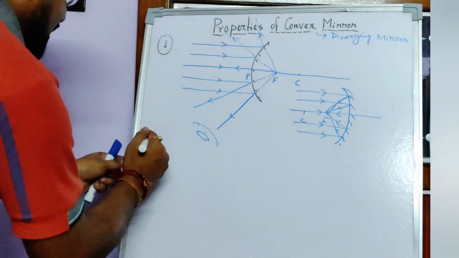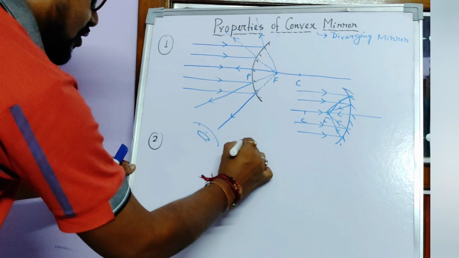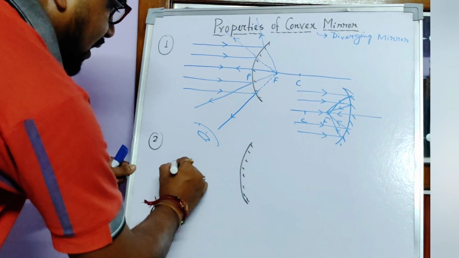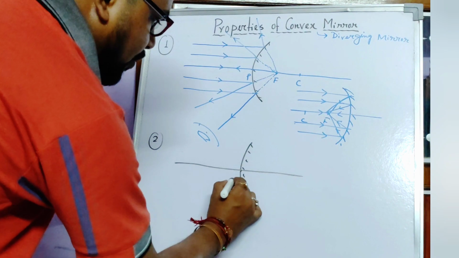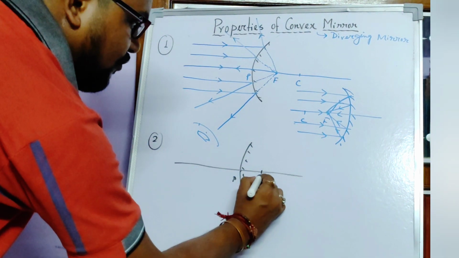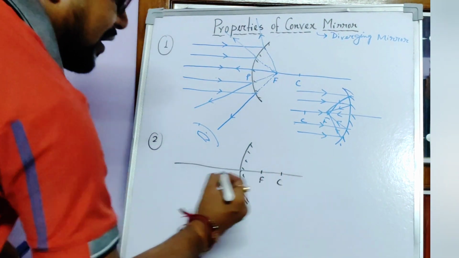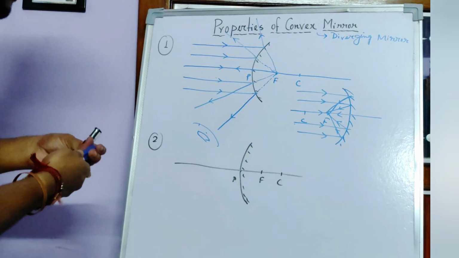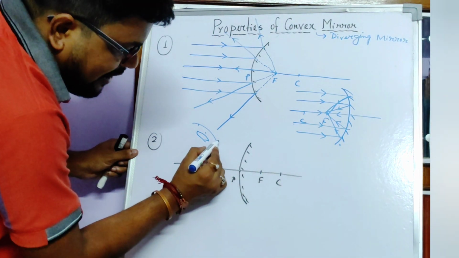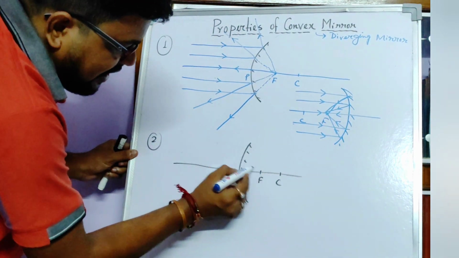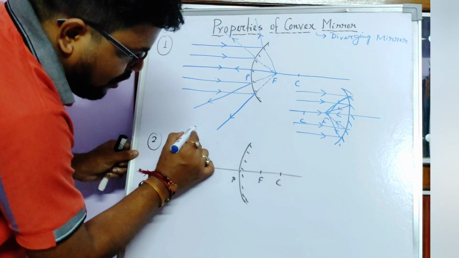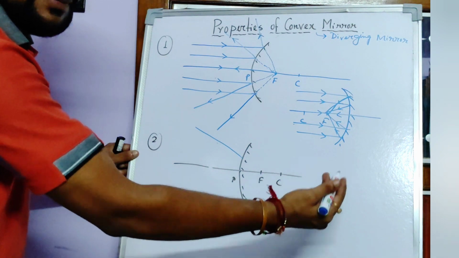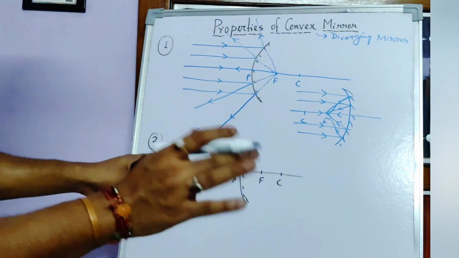The second property is saying that in case of a convex mirror, this is a convex mirror once again, and this is the principal axis, this is called pole P, this is called focus F, and this is called center of curvature. Now all of these things are similar, but here the rays which are going towards the focus, they cannot go to the focus because the focus is behind the mirror. No light can go behind the mirror, okay.